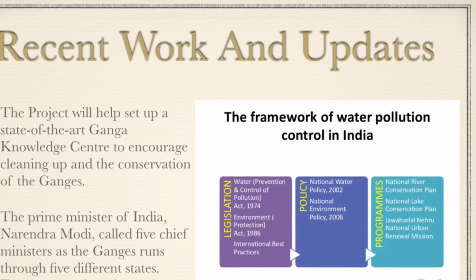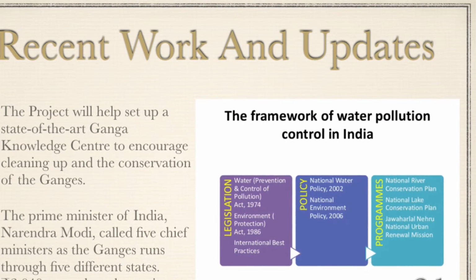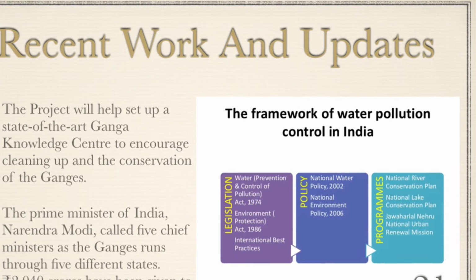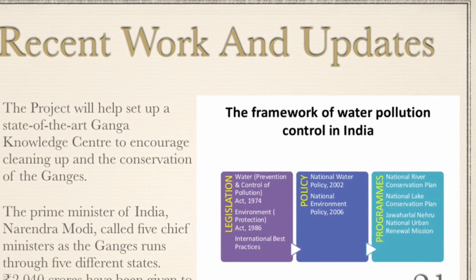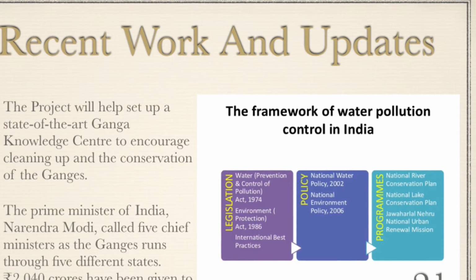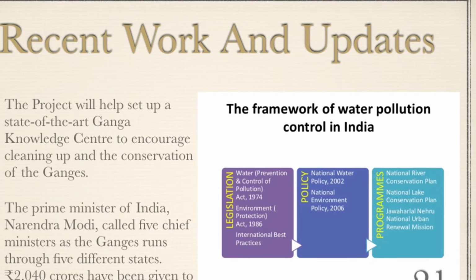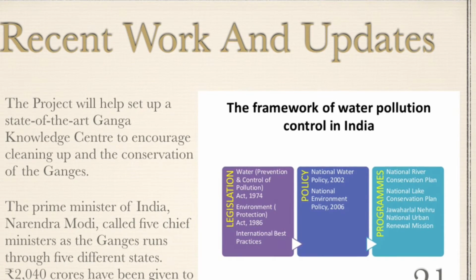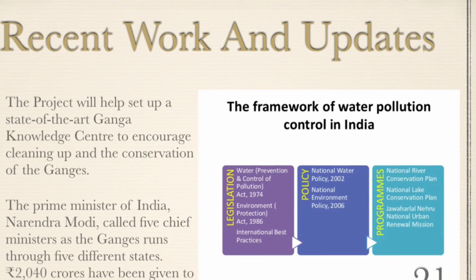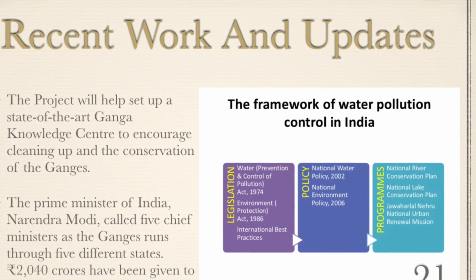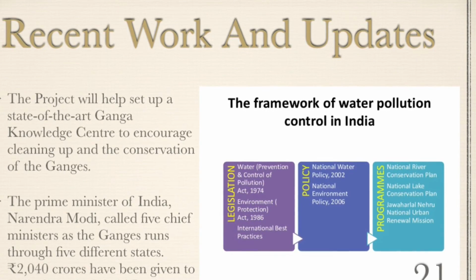Recent work and updates. The project will help set up a state-of-the-art Ganga Knowledge Centre to encourage cleaning up and the conservation of the Ganges. The Prime Minister of India, Narendra Modi, called 5 chief ministers as the Ganges runs through 5 different states. 2,040 crores have been given to India from the World Bank to help clean up the Ganges. 1 crore is the same as 10 million rupees.